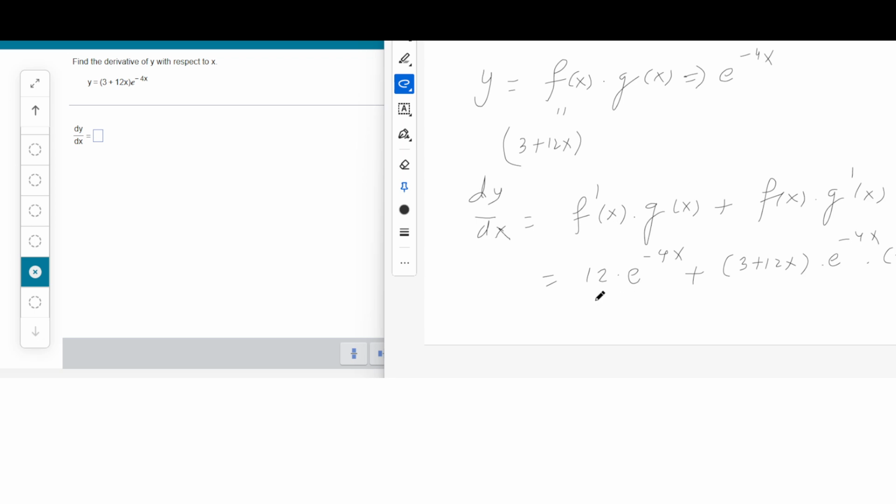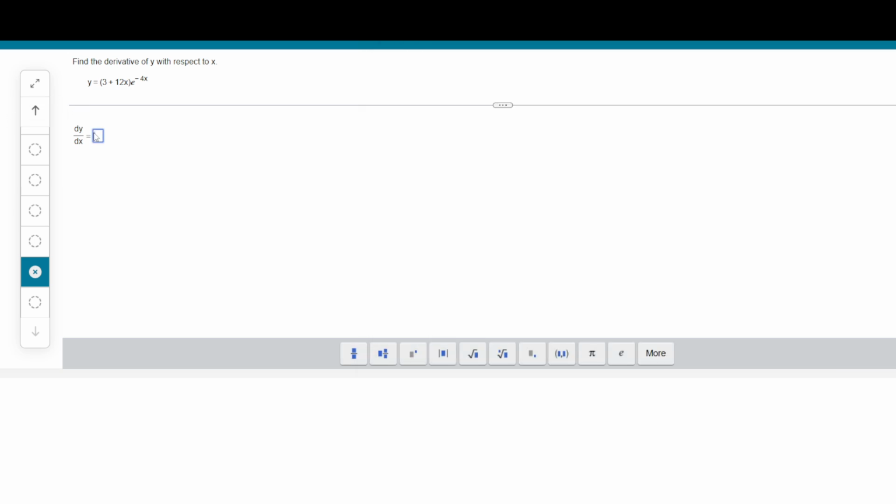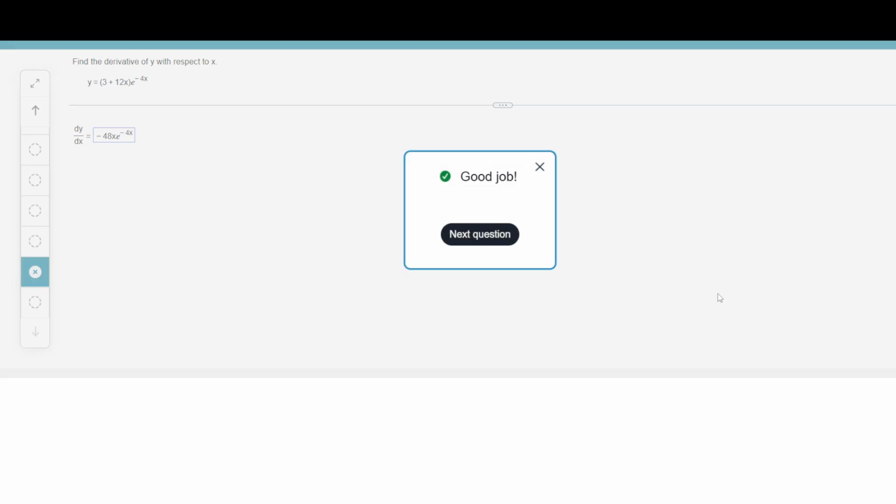Now the rest is just simplification. Okay, 12 e to the power negative 4x. Distribute this here, it would be negative 12 e to the power negative 4x. Negative 12 times 4 is 48x e to the power negative 4x. So this cancels out. The leftover is negative 48x e to the power negative 4x. That is the answer.